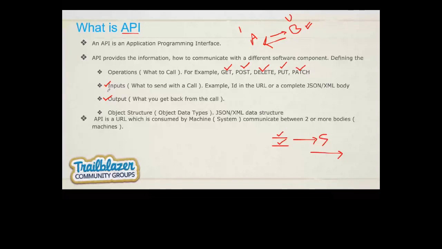And then object structures. If you talk about Salesforce, those are the objects and fields. If we talk about APIs, these are JSON and XML data structures. This can be CSV, plain text, or any other communication format that is available. So does anyone have any questions?